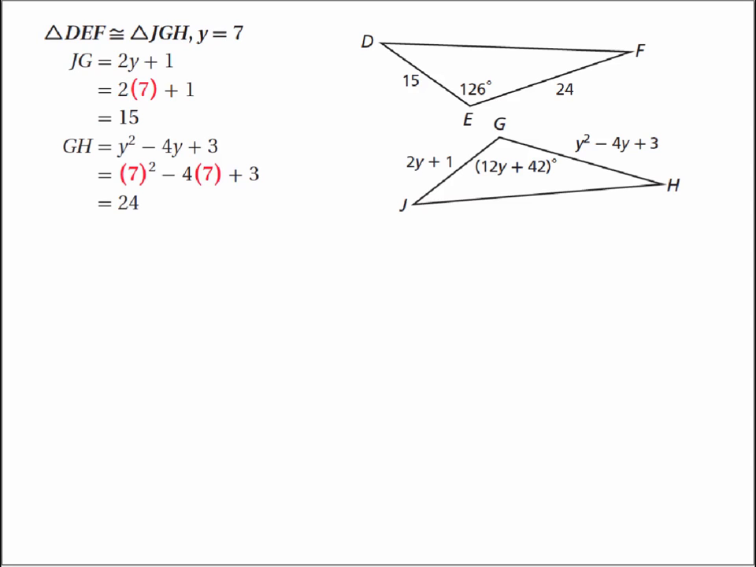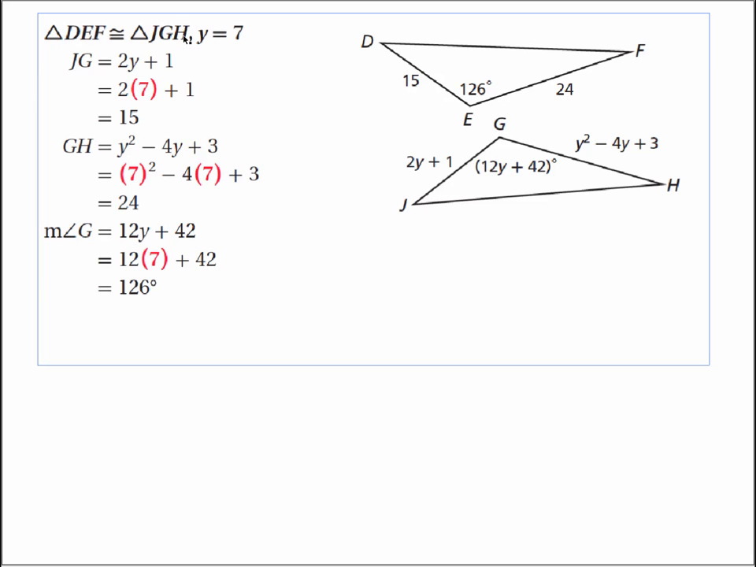The next thing we do is we plug 7 in for GH, and when we do that, 7 squared minus 4 times 7 plus 3, we get the number 24. So GH is 24. Lastly, we plug in 7 for angle G, 2 times 7 plus 42, and we get 126 degrees. Now we match them up letter for letter in the original given right here.